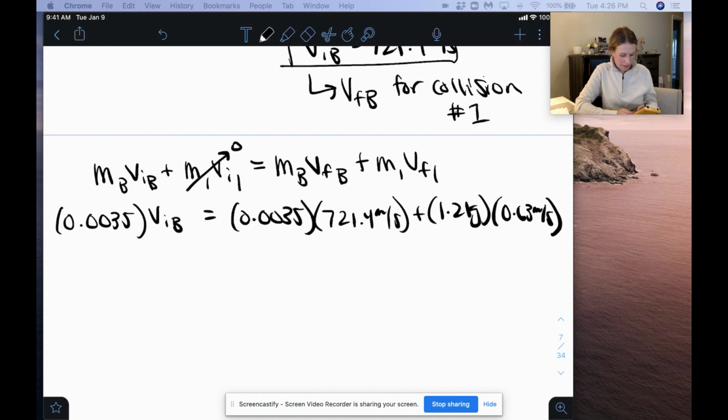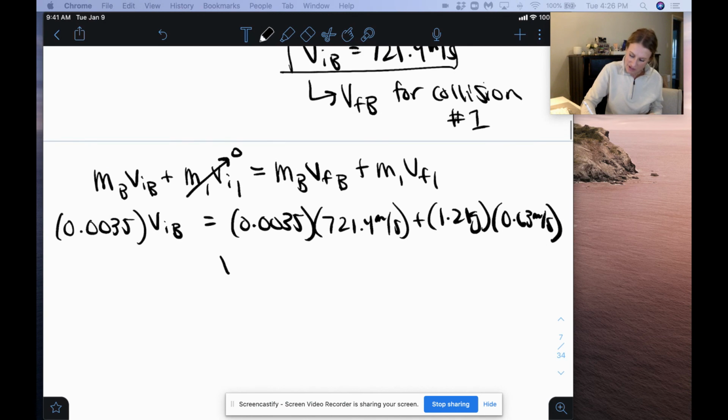So I'm going to do the right-hand side first. So I have the quantity 0.0035 times 721.4, close parentheses, plus, open parentheses, 1.2 times 0.63, close parentheses. I get 3.28 on the right-hand side. I'm now going to divide that by 0.0035 in order to get the initial velocity of the bullet, and I got 937.4 meters per second.